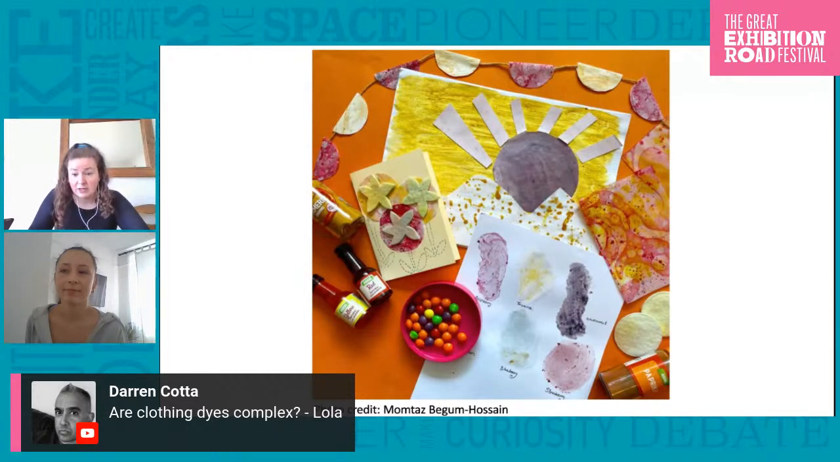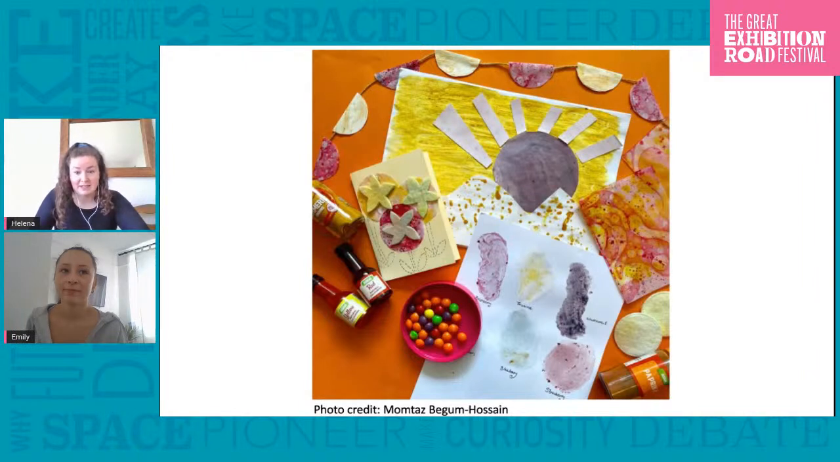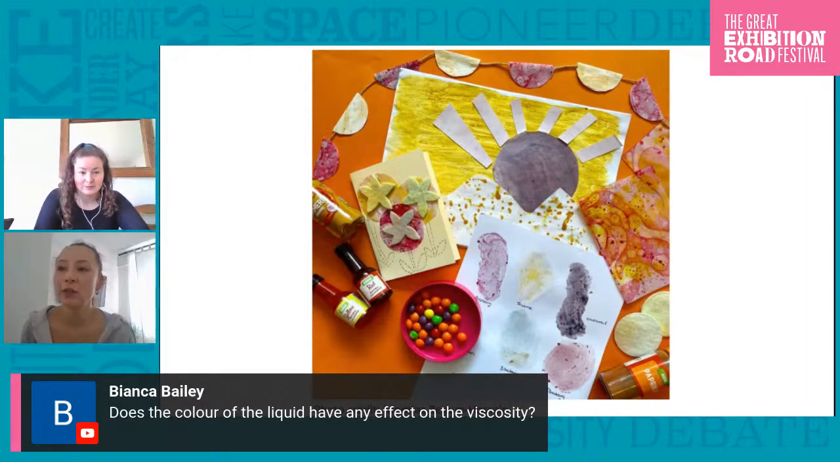Then we have a third question, which is for Emily. So Emily, do you want to answer this question from Bianca? Yeah. So essentially, viscosity is dependent on the type of molecule used. And as Helena had explained earlier, the type of color that's emitted or produced from a certain molecule is also dependent on the molecule structure. However, the color and the viscosity aren't directly related.